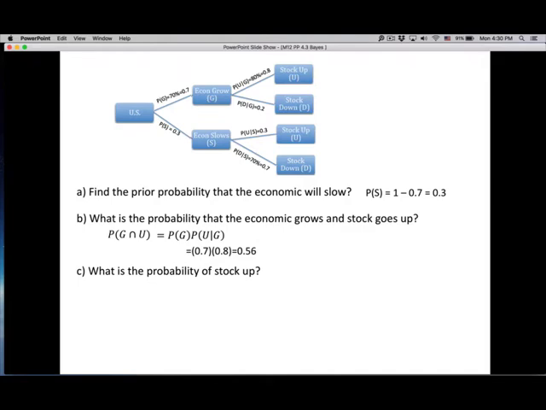Okay, C. What is the probability the stock goes up? So we're looking for P of U in here, right? We do have two situations where the stock goes up: either the economy grows and then the stock goes up, or the economy slows and then the stock goes up. First one, economy grows and stock goes up, or means addition, right? Addition rule. So P of S, economy slows and the stock goes up.